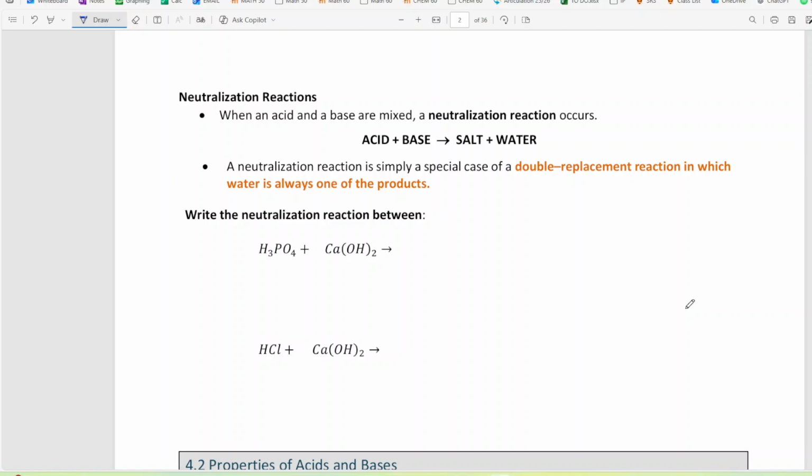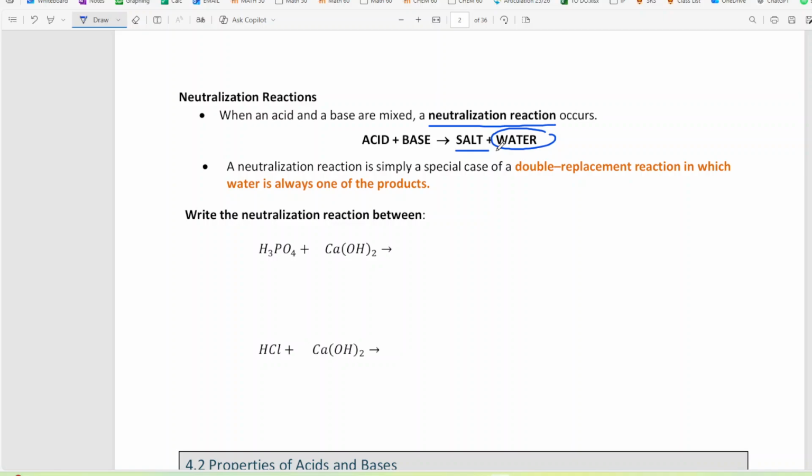The second thing we're going to look at is what is a neutralization reaction. When acids and bases are mixed, a neutralization reaction occurs, meaning that there is a double displacement where water is always one of the products and then the leftover will be a salt.